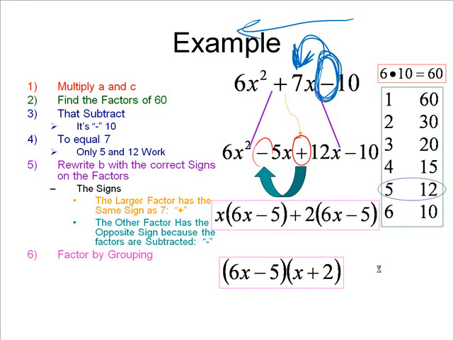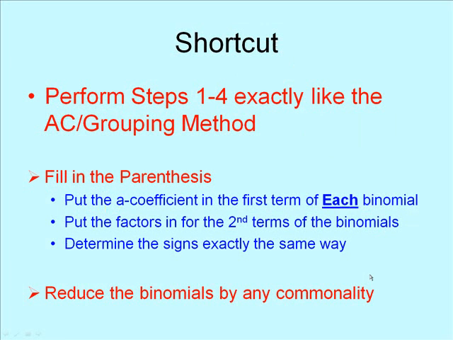But there's better than that even. The shortcut method performs steps 1 through 4 exactly like the AC grouping method. We're going to multiply A times C, find the factors of that result, and we're going to pick the set of factors that adds or subtracts to equal B. But the difference is now, instead of rewriting the B term, we're going to go straight to parentheses. In the parentheses, we'll put the A coefficient as the first term in each binomial.